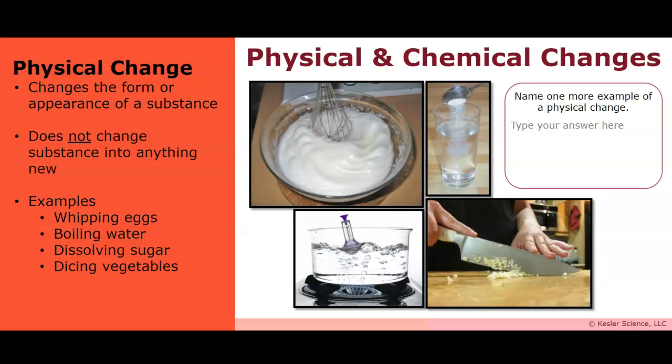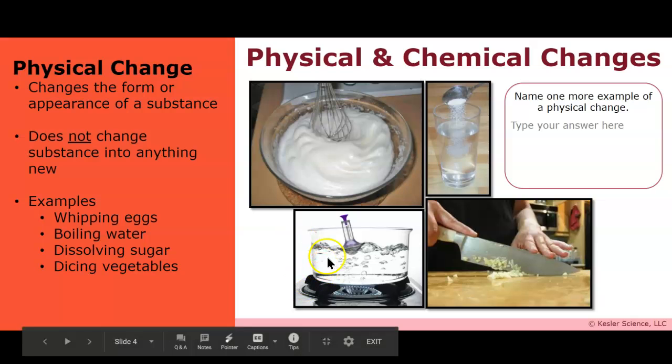So a physical change is something that changes the form or the appearance of the substance. It doesn't change the substance into anything new. For example, whipping eggs. Now, if you've ever whipped eggs, if you can see in this picture, it does look different. But all you're doing is introducing air into that. And if the air is removed, the egg is still what it was to begin with.